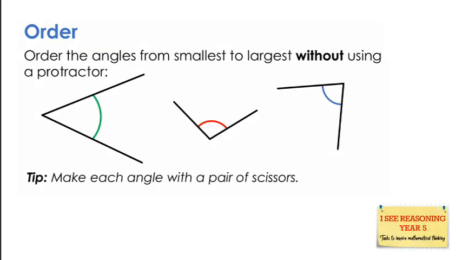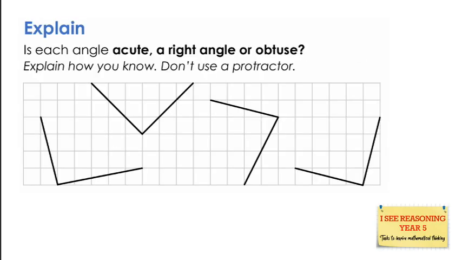There's some example questions that I've written from IC Reasoning Year 5 that I hope help children to be able to do that. Order the angles from smallest to largest without using a protractor. And can children order them without looking at the size of the angle section or the lengths of the lines, but looking at the amount of turn? I often find that trying to make those angles with a pair of scissors can help to do that.